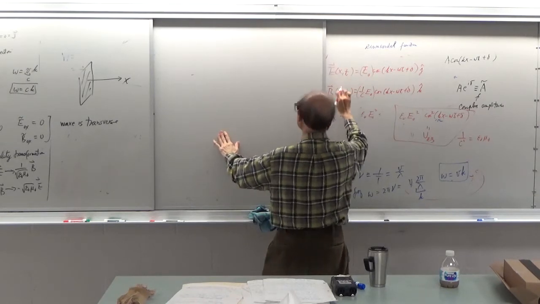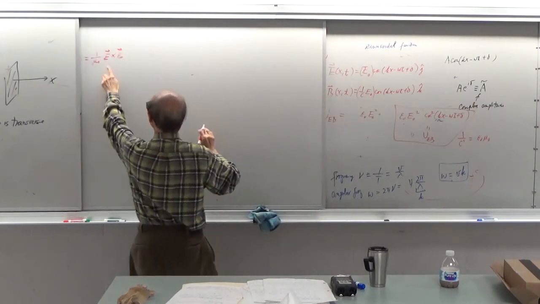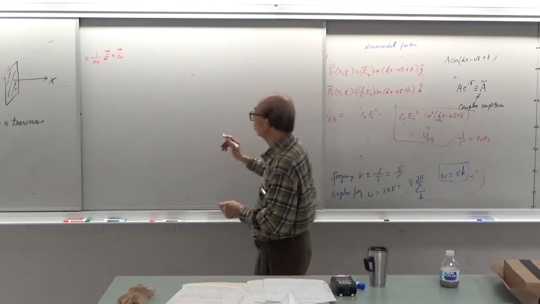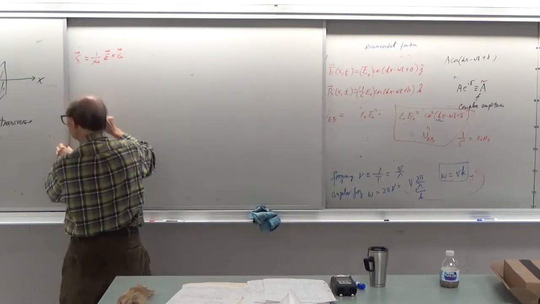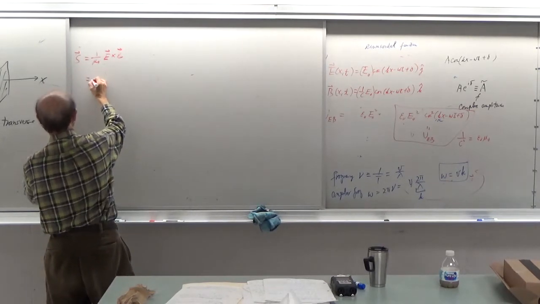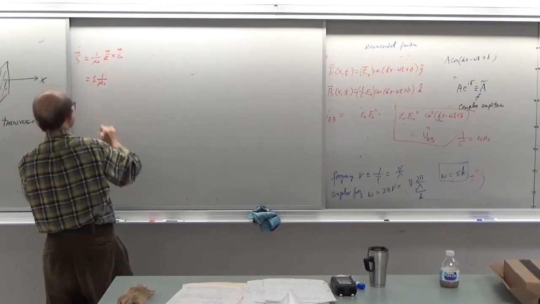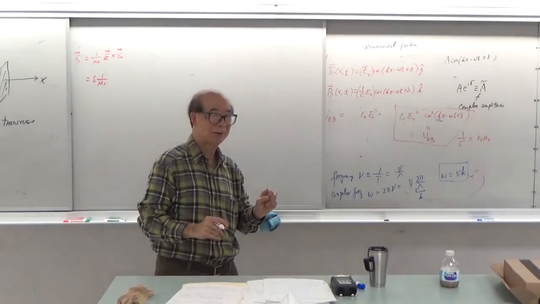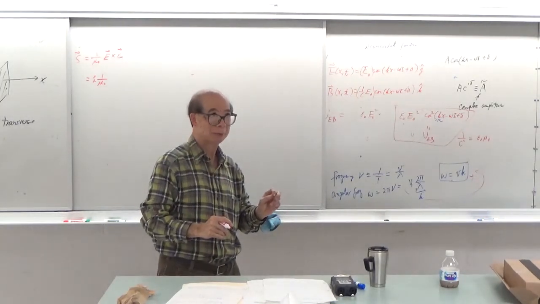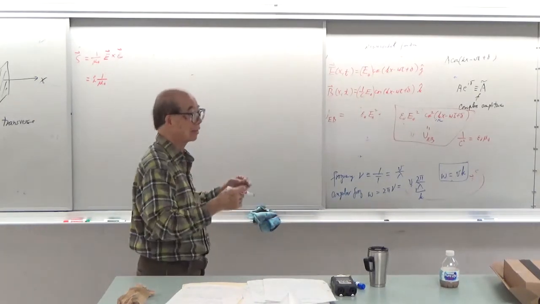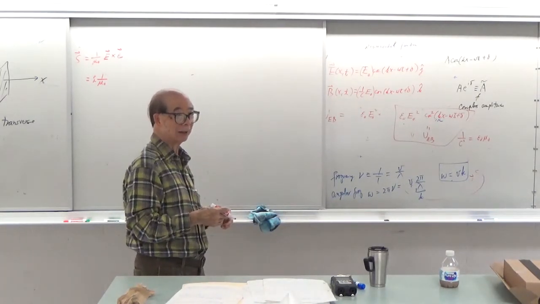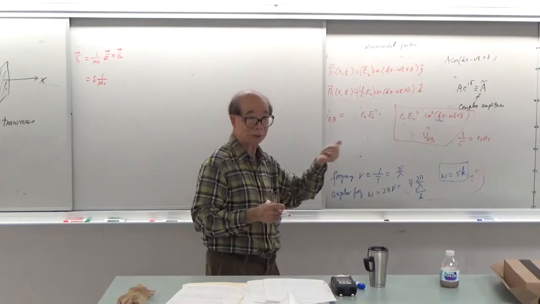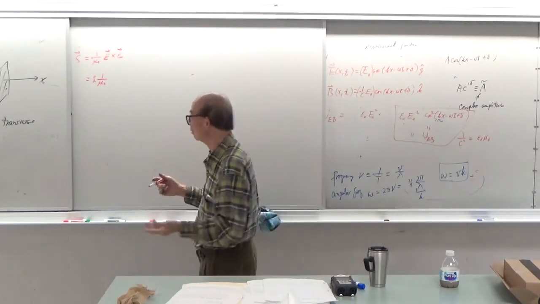E is here, B is here. E is along the y direction, B is along the k direction, so this cross product is along the x direction. So it's equal to i hat 1 over mu naught. So the Poynting vector propagates in the same direction as the wave. Thank goodness. It has to be, because the wave carries energy, so the flux flows in the same direction as the wave goes. There's a consistency check. Good.